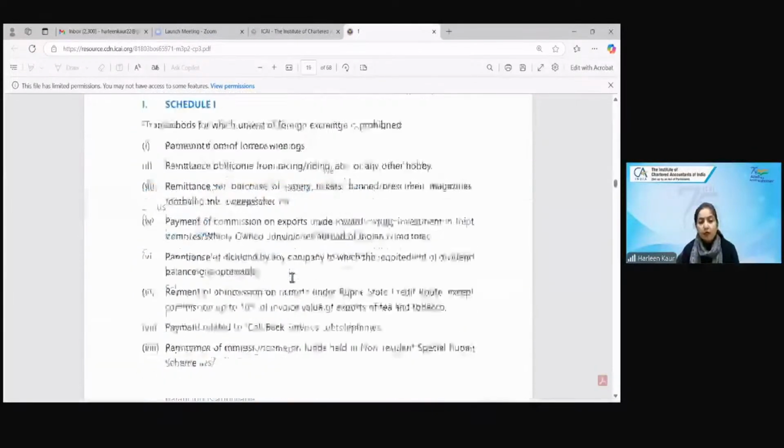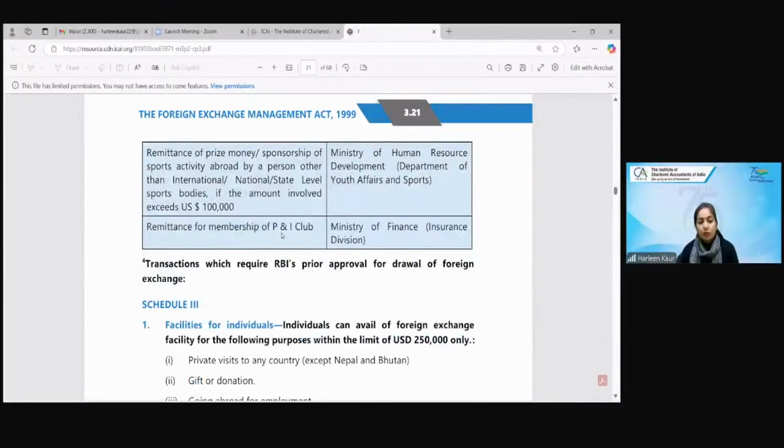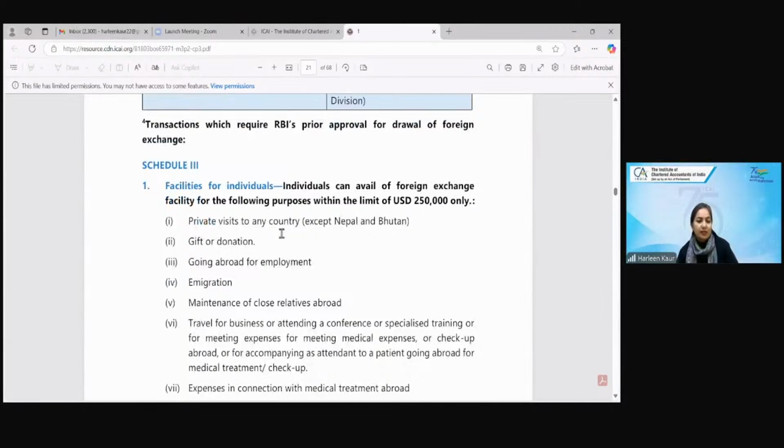Now let's move to the schedule one transactions. All these transactions we have seen. We have seen all these schedule two transactions also. Now we're going to discuss the schedule three transactions. That is, RBI's approval is required. So the first line is very, very important. Individuals can avail the foreign exchange facility for the following purposes within the limit of 2,50,000 USD.